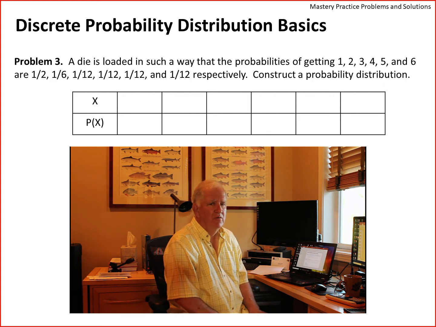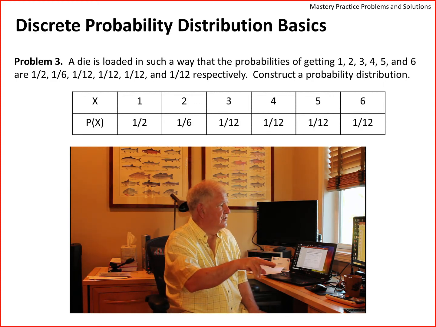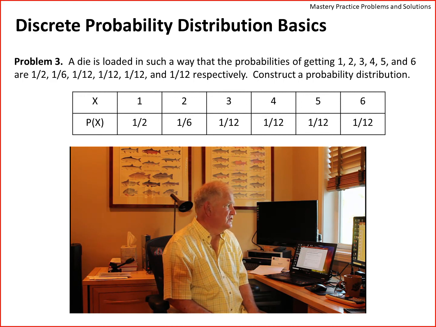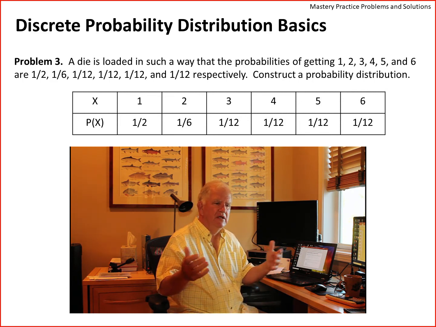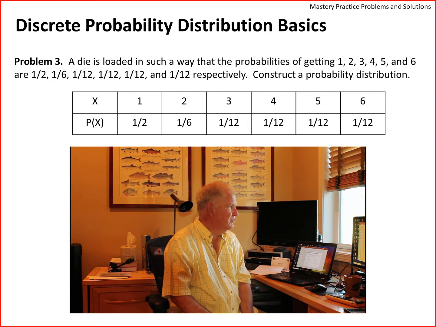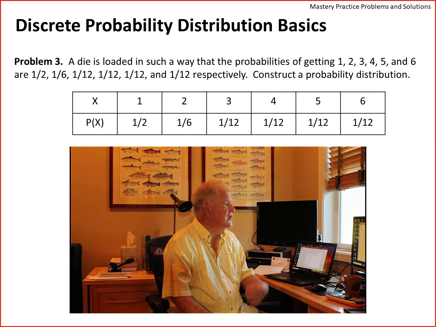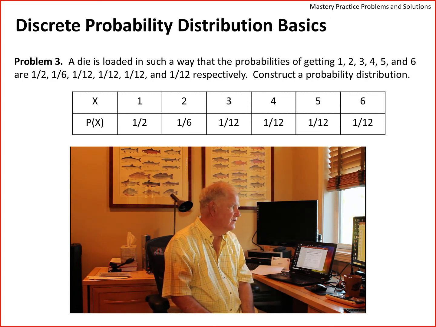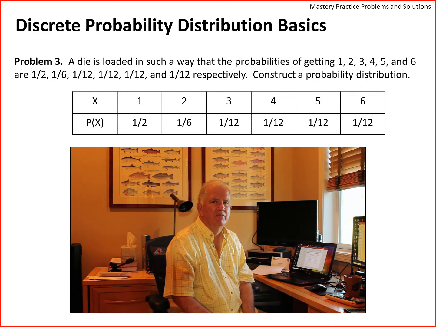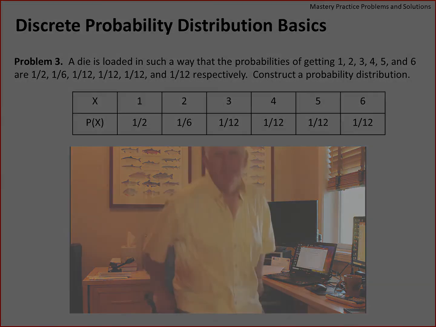All you have to do is write 1, 2, 3, 4, 5, 6 across the top and the corresponding probabilities, 1/2, 1/6, 1/12, 1/12, 1/12, 1/12 across the bottom. And as long as those probabilities, A, are between 0 and 1, B, add up to 1, you've got yourself a probability distribution, and we move on. So if I add up all of those fractions, 1/2 is 6/12, 1/6 is 2/12, so I've got 8/12, and I've got 1, 2, 3, 4, another 4/12, that adds up to 12/12, and that is problem 3. Okay, off to the last problem.